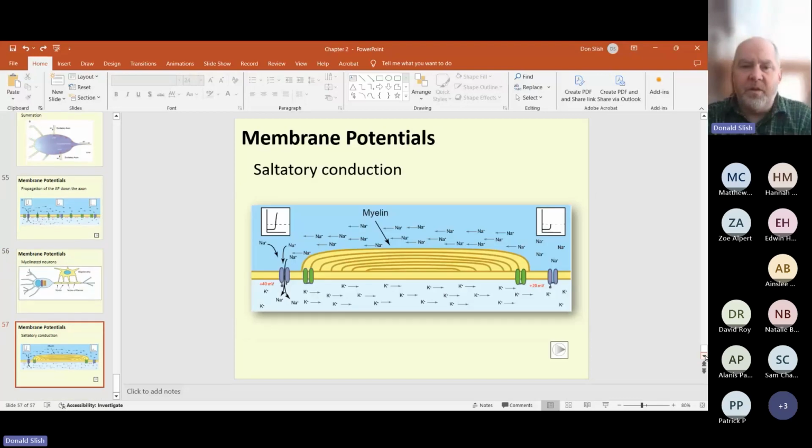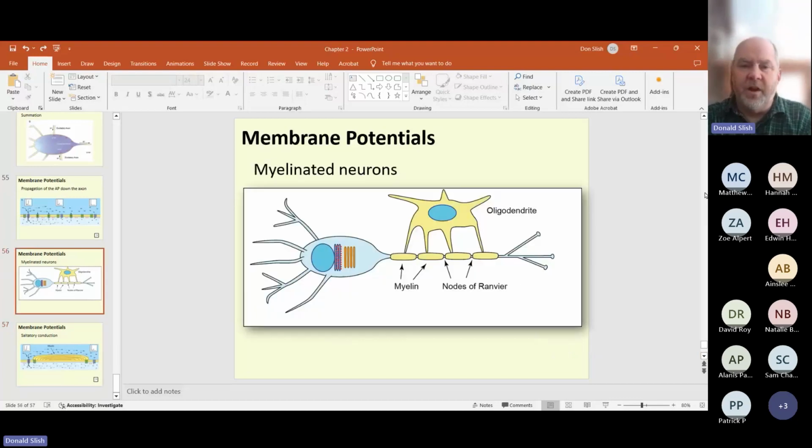And so when you get depolarization here, that spreads all the way down here. So your action potential, instead of going click, click, click, click, click from one end all the way to the other, goes from here to here to here to here to here, and then it's gone. And that makes the action potential transmission a whole lot faster.